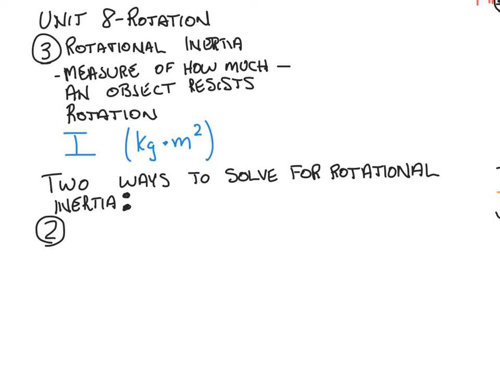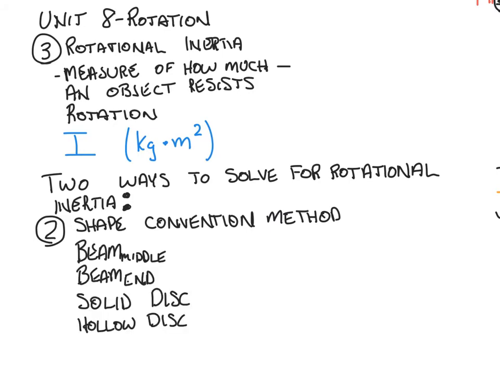The second predominant way to solve for rotational inertia, to me, I would term the shape convention method. That is to say, we work with a lot of consistent shapes in physics class. Four of the most common ones we're about to list. Those are four of the most common shapes that we'll work with. There's this rumor going around that a hollow disk is also known as a ring.